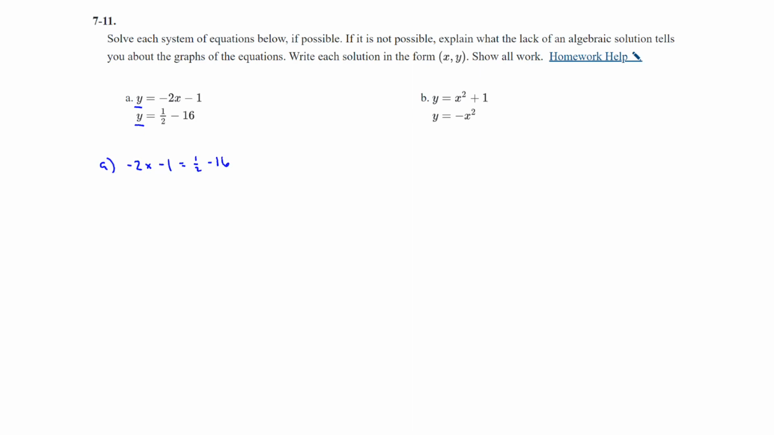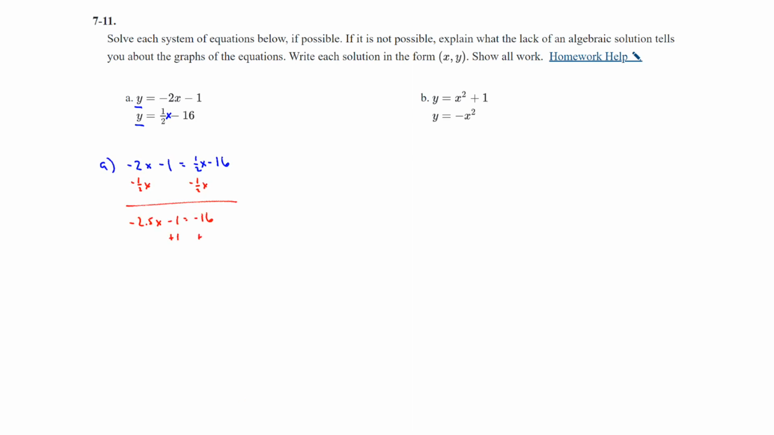And I noticed that it says 1/2 minus 16 up here. I do believe that should be an x right there. And based on the solution that they have in the book, it should be. So that should be 1/2 x minus 16. Let's go ahead and get the variables on the same side and the constant on the other. I'm going to subtract 1/2 x from both sides. That's negative 2.5x minus 1 equals negative 16.